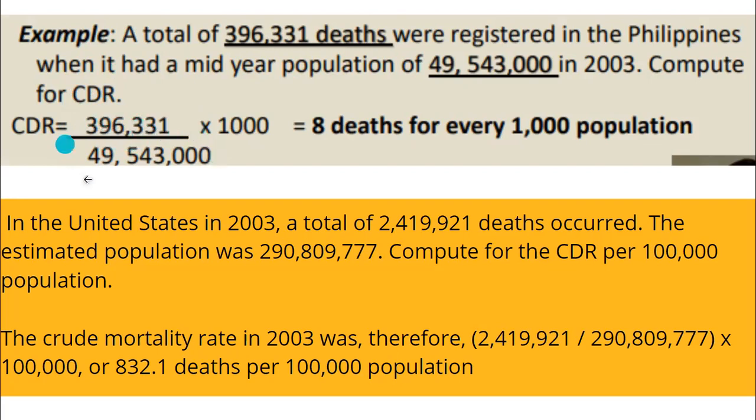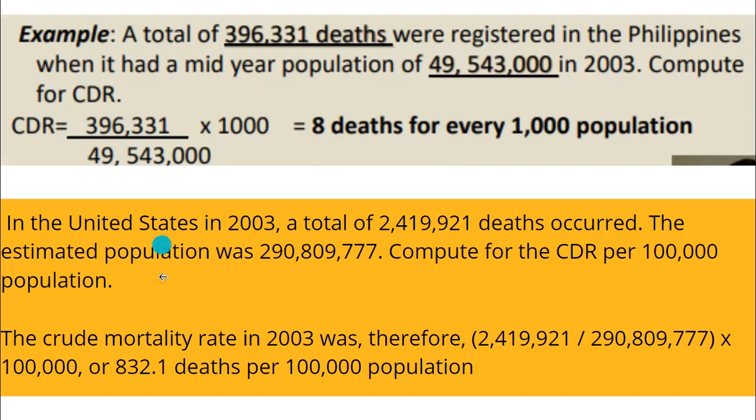Compare it with the total population at that period of time in 2003, and then we multiply it with a factor of 1,000. So we get 8 deaths for every 1,000 population. So how do we interpret it? So 8 Filipinos die for every 1,000 population in 2003.